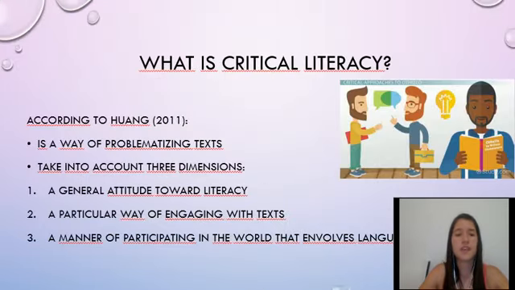Okay, I am going to start explaining what critical literacy is. According to Wand, it is a way of problematizing text, not only reading comprehension. It's thinking about the intention of the reader and the reading, and takes into account three dimensions. The first, a general attitude toward literacy, the text. The second, a particular way of engaging with texts. And the third, a manner of participating in the world that involves languages.